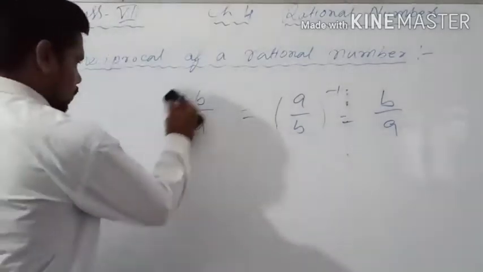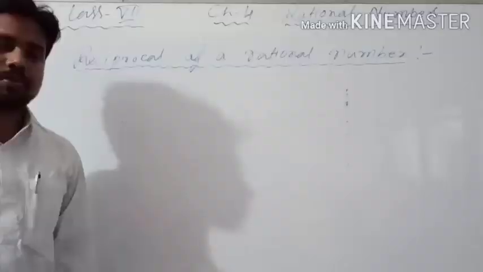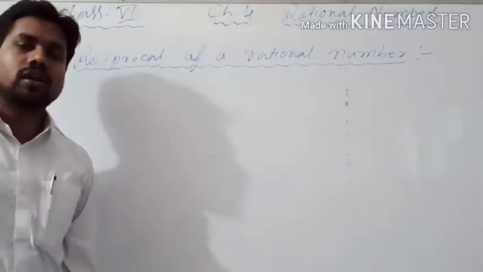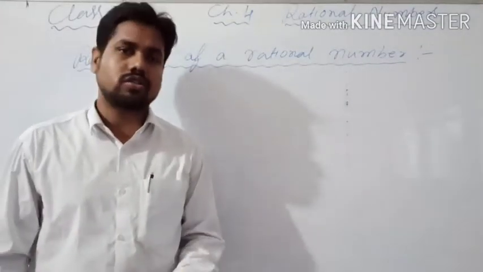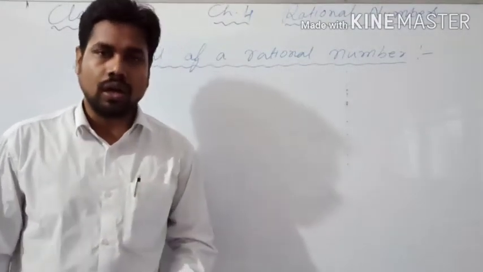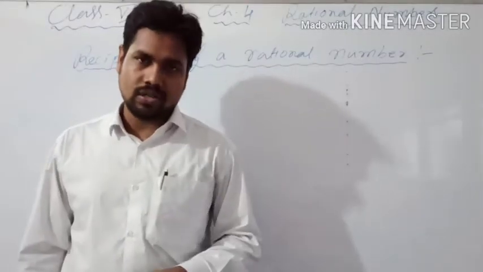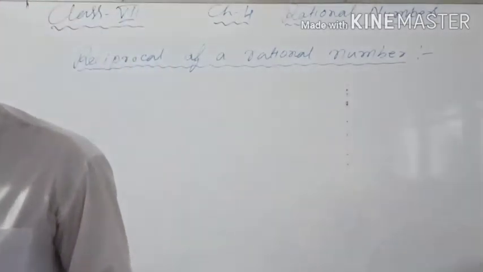There are some properties of reciprocals of a number. For example, of 1. The reciprocal of 1 will also be 1 only. What will be the reciprocal of minus 1? So reciprocal of minus 1 will also be minus 1 only. So these are some common things, 1 and minus 1. The reciprocal will be the same. Okay, so let's take some examples of the reciprocal of a number.